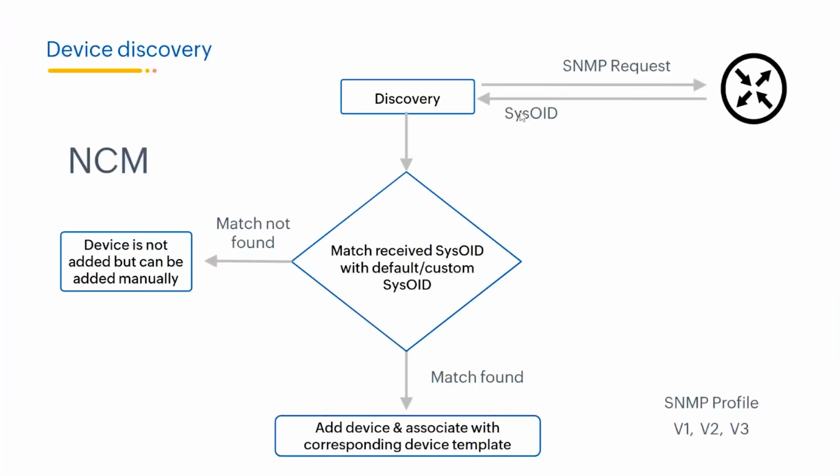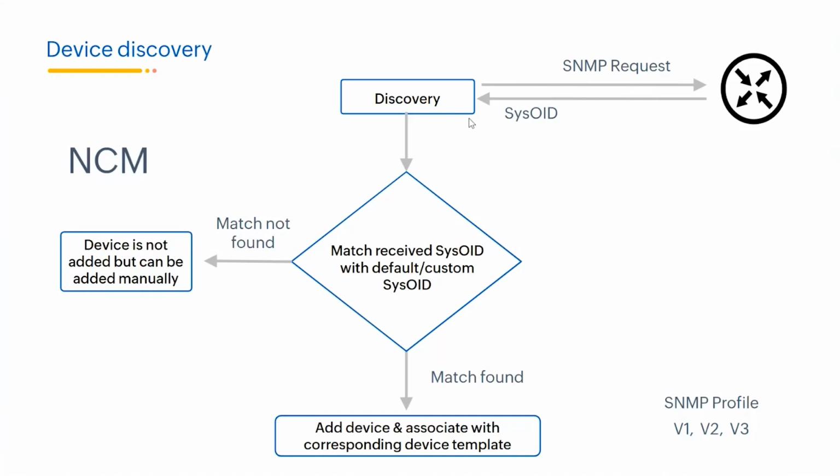So let's move on to the first functionality of Network Configuration Manager, which is device discovery. So here I've provided a short architectural diagram of how SNMP discovery works in Network Configuration Manager. So essentially, the discovery engine in Network Configuration Manager sends an SNMP request to the device, and in response, the device sends back its OID or object ID to the discovery engine.